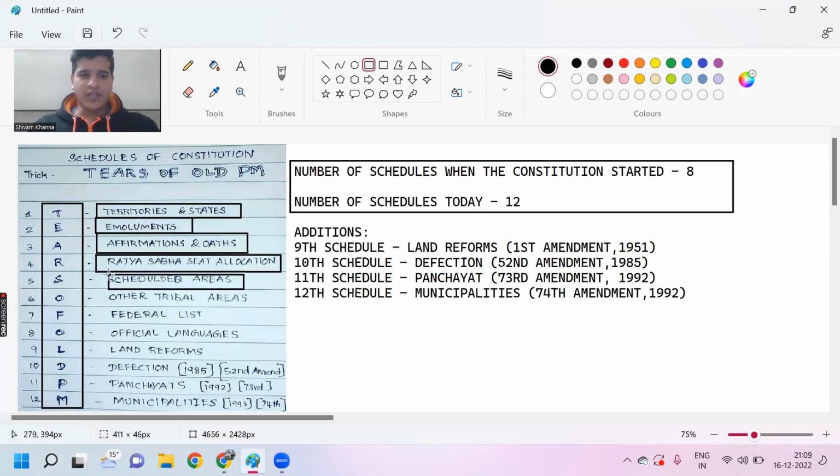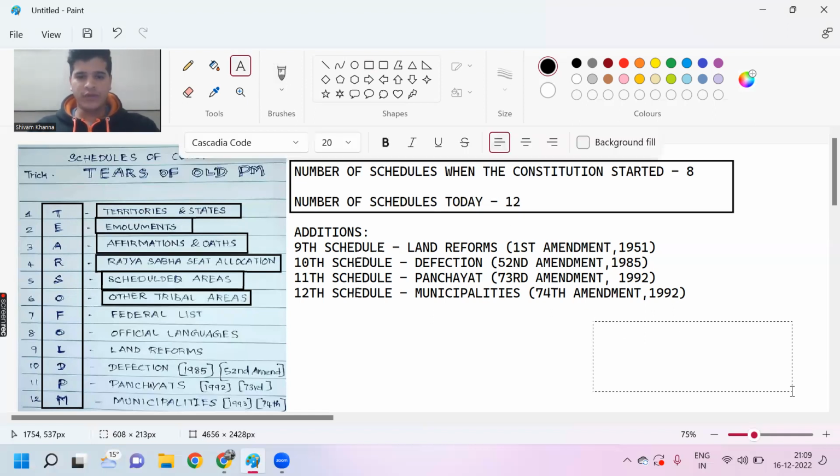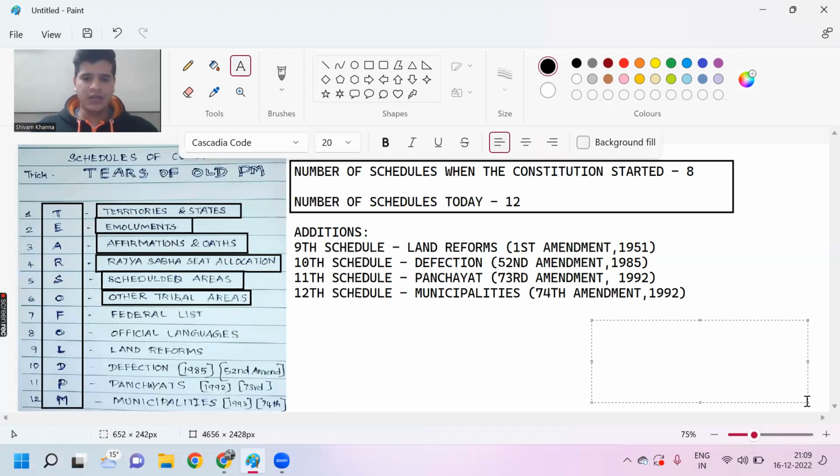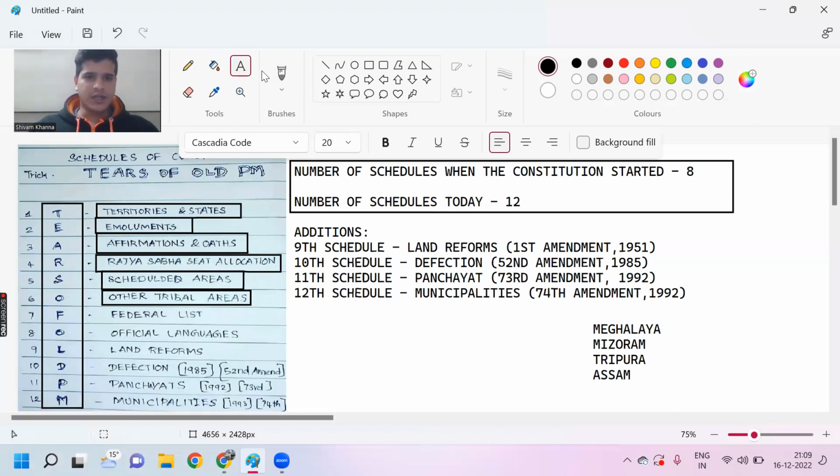The fifth schedule talks about scheduled areas and scheduled tribes. The sixth schedule talks about other scheduled areas and tribal areas. And the sixth schedule is very important because it specifically talks about 4 states. You need to know the names of these 4 states. These are Meghalaya, Mizoram, Tripura, and Assam. So these are the 4 states mentioned in the sixth schedule.